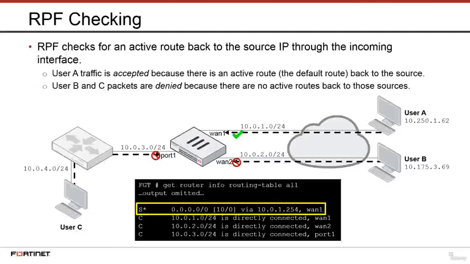The other interface that will not route traffic is WAN 2. While WAN 2 is physically connected to the internet, the only IP addresses that are valid as source or destination for WAN 2 are those in the 10.0.2.0/24 subnet. So incoming traffic from any other source will not pass the reverse path forwarding check and will be dropped.